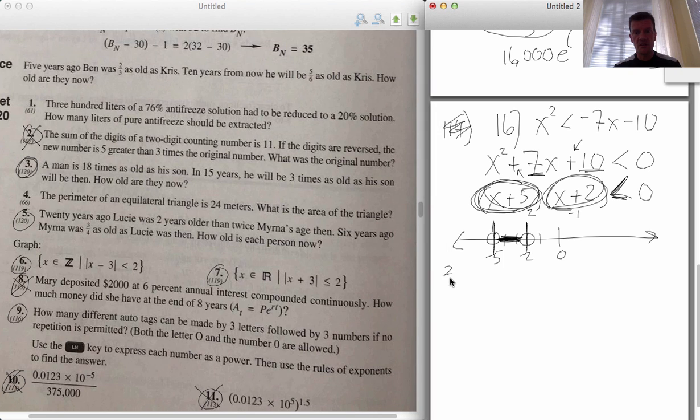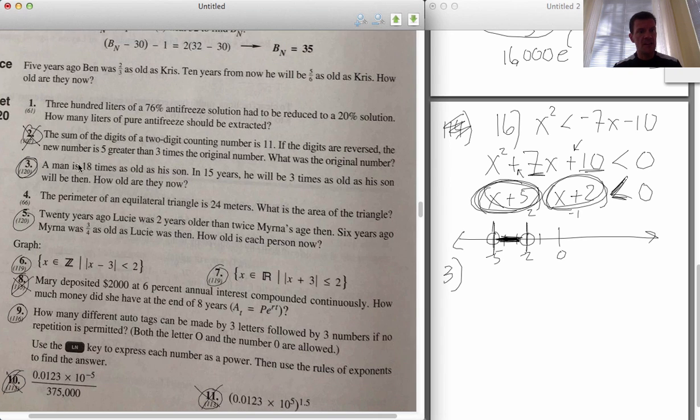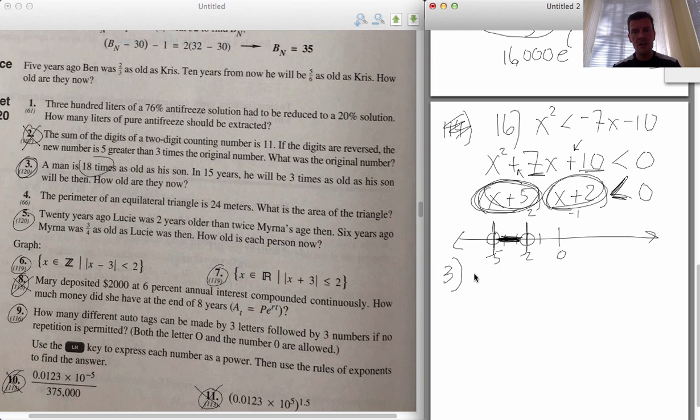Number 3, it says a man is 18 times as old as his son. So I'm going to use M, the age of the man, and N for the age of the son. So the man's age equals 18 times the son, N. That's one of the equations you're going to use.